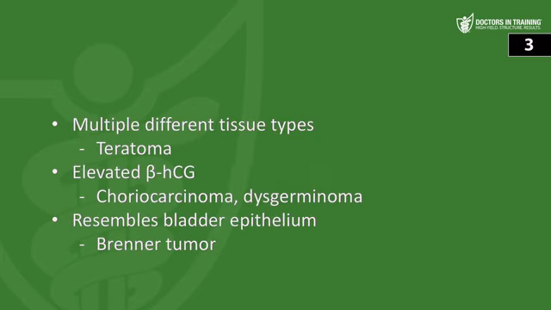A tumor with multiple different tissue types would be a teratoma. Elevated beta-HCG is either a choriocarcinoma or a dysgerminoma, but primarily think about choriocarcinoma with that one. And then resembles bladder epithelium is a Brenner tumor. All right, let's move on to the lecture.